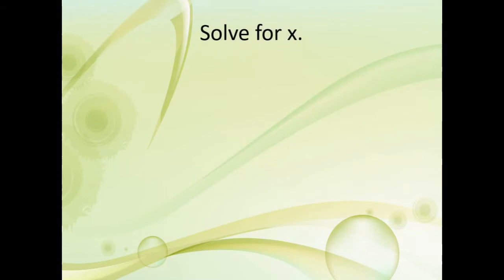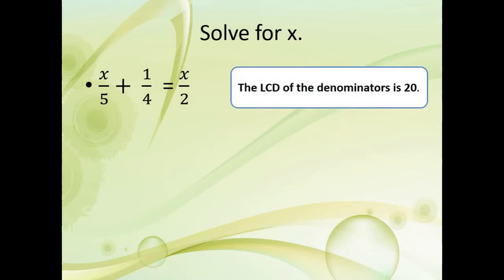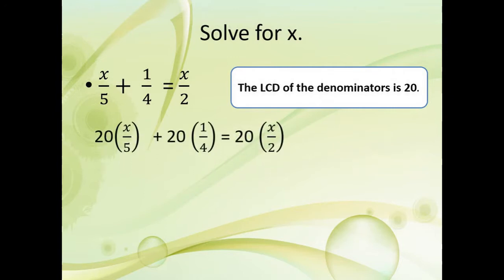Let's solve for x. x over 5 plus 1 over 4 is equal to x over 2. The LCD of the denominators is 20. So you multiply 20 to both sides of the equation, which results to 20 multiplied by x over 5 plus 20 times 1/4 is equal to 20 times the quantity x over 2. That results to 4x plus 5 is equal to 10x.